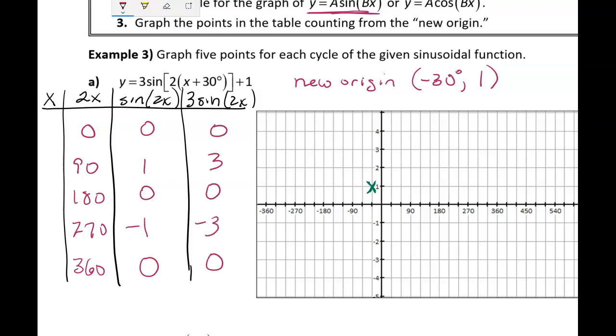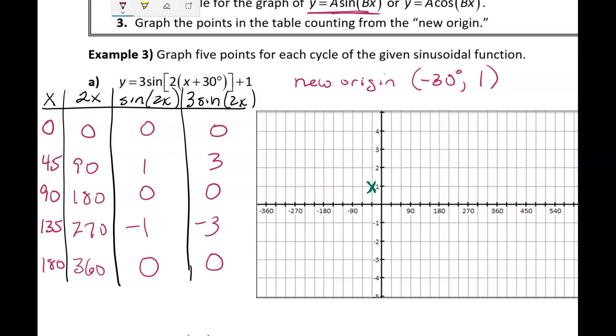And now we need to move backwards. So we need to ask ourselves, if 2 times x is equal to 0, then x is 0. If 2x is 90, then x is 45. If 2x is 180, then x is 90. And then you can sort of see that we're going by 45s in the very left column. So that brings us to 180.